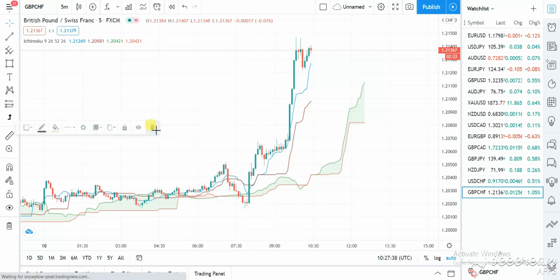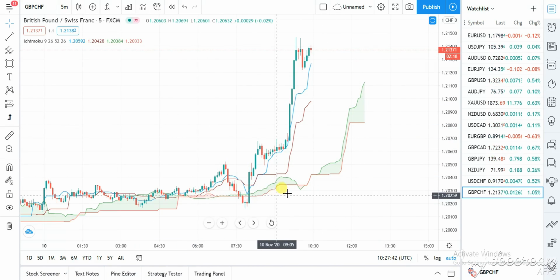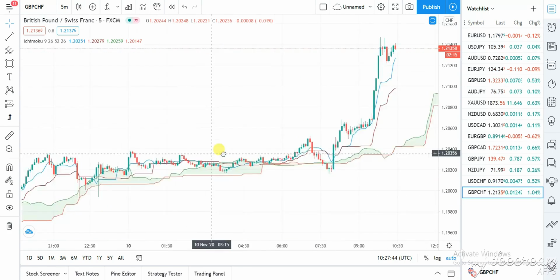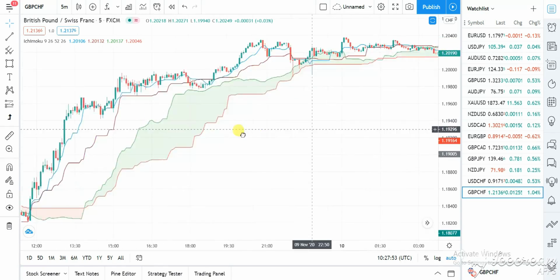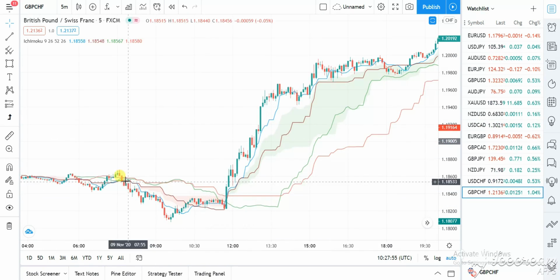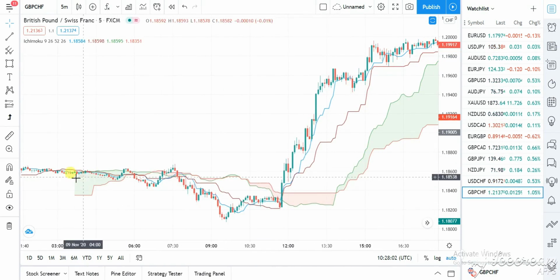So guys, back to business. What the cloud actually does is help you identify the direction of the trend. Like you can see, if the price is in the cloud, don't take the trade. You can see the price is in the cloud, so I would advise not to take a trade like this. You can see the market is actually ranging, which means price is in the cloud.